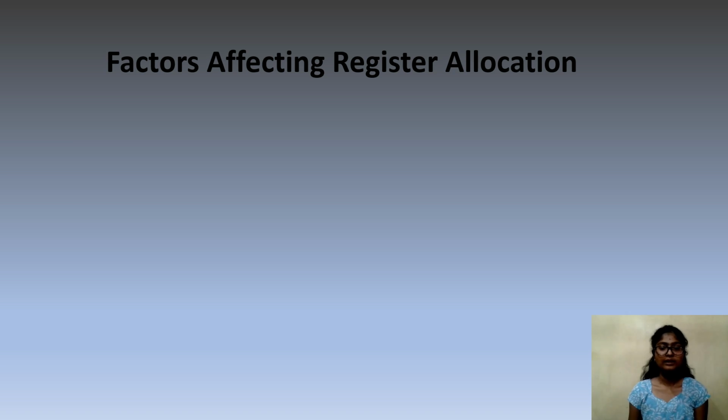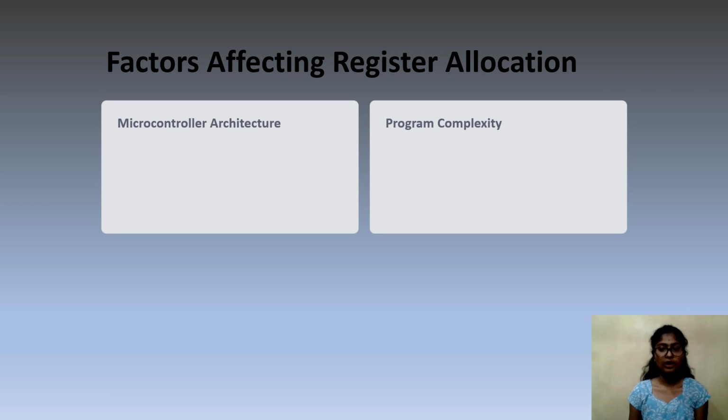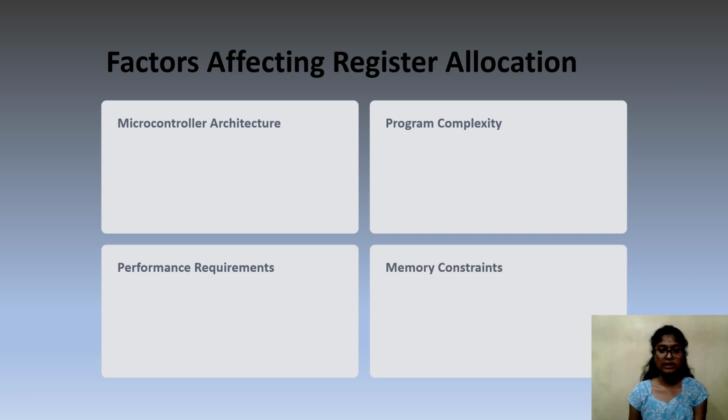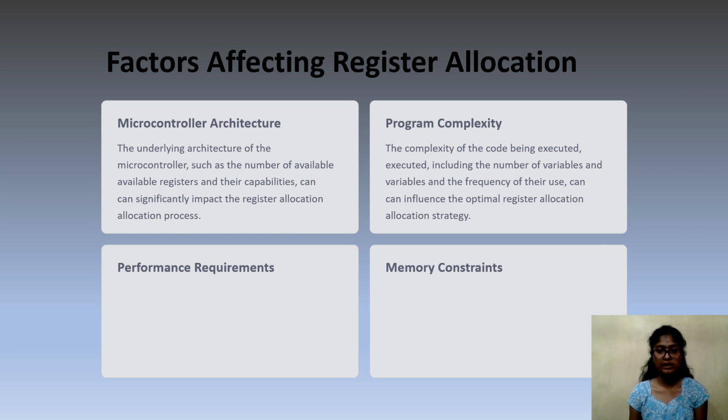Coming to the factors affecting register allocation, we have microcontroller architecture, program complexity, performance requirements, and memory constraints. Microcontroller architecture is the underlying architecture of the microcontroller, such as the number of available registers and their capabilities, which can significantly impact the register allocation process. Coming to program complexity, the complexity of the code being executed, including the number of variables and the frequency of their use, can influence the optimal register allocation strategy.